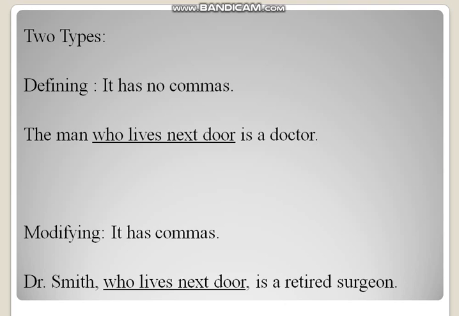Now look at the sentence, where the adjective clause is underlined. Who lives next door is an adjective clause. Why? Because first, it is starting with a relative pronoun, that is who, then lives next door. So here it is telling us about the man, which man. That's why it is an adjective clause. Why? Because it is telling us something more about the noun. And which noun? The man. But here they have just mentioned the man. They haven't mentioned the name of any man. They are just saying the man who lives next door is a doctor.